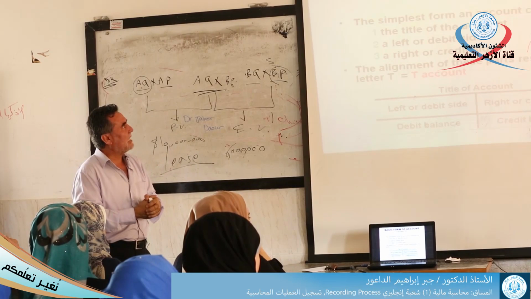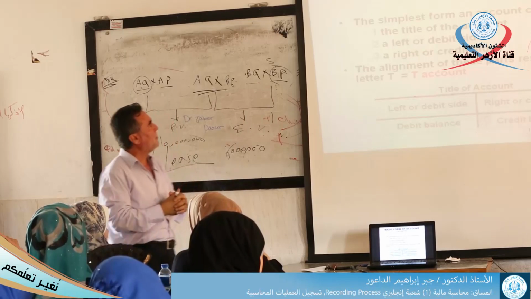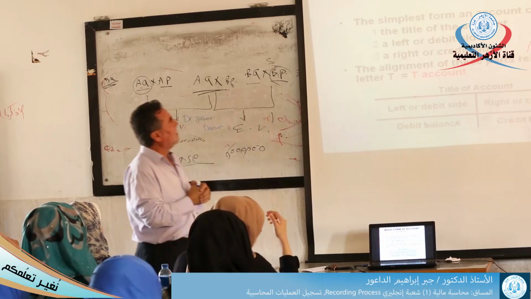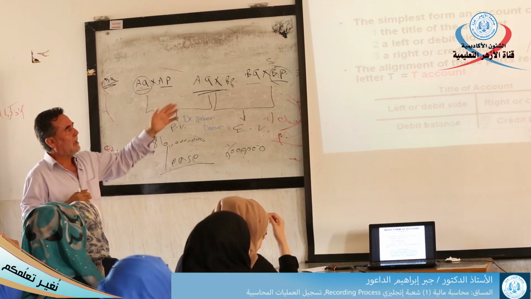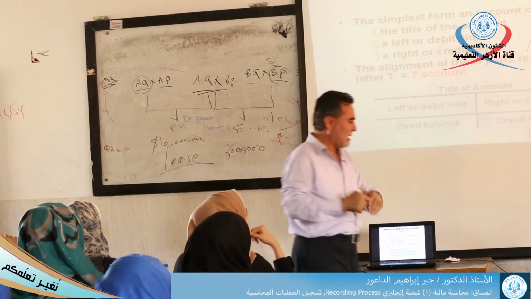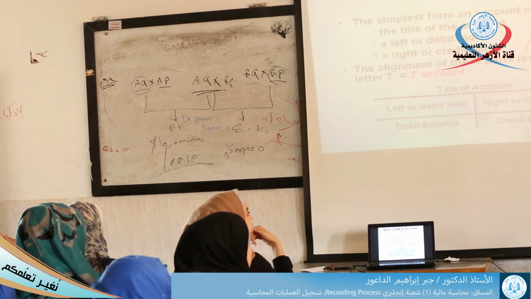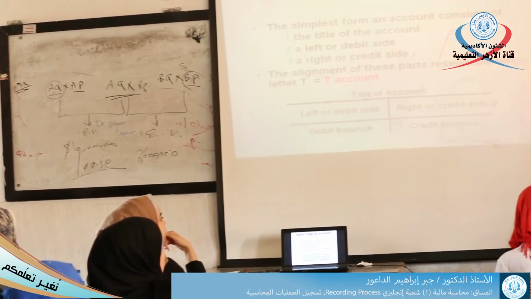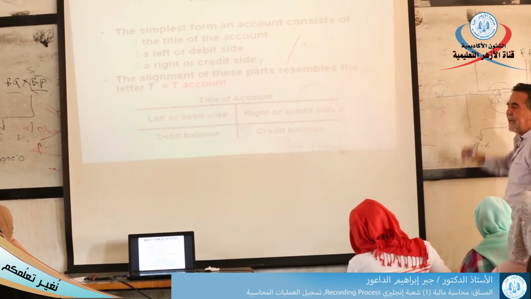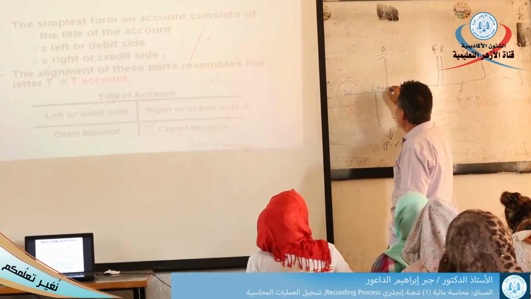First, the title of the account. العنوان title اسم الحساب. Left or debit side, الجانب الشمال. Right or credit side. Any account has 2 sides. The form: DR, CR. DR debit account, CR credit account. The name of account, say cash, for example.